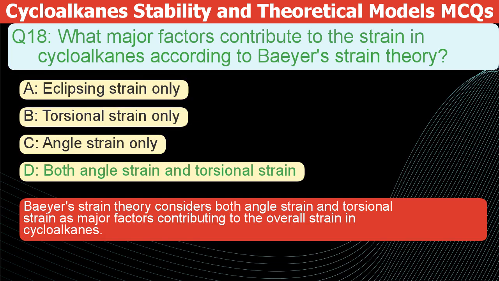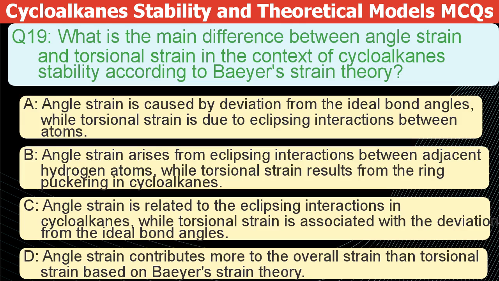The correct answer is D. Bayer's strain theory considers both angle strain and torsional strain as major factors contributing to the overall strain in cycloalkanes. What's the main difference between angle strain and torsional strain in cycloalkane stability, according to Bayer's strain theory?